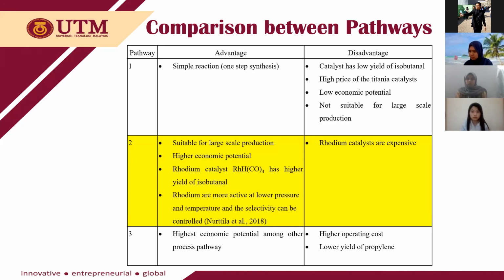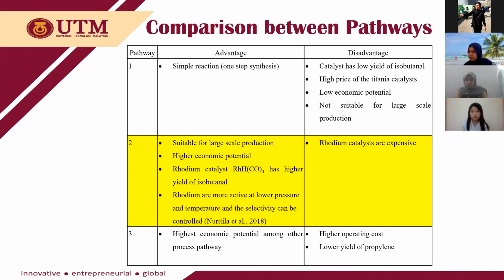Pathway 2, on the other hand, is suitable for large-scale production since it is the most common industrial pathway. It also has high economic potential, and the catalyst used, rhodium carbonyl catalyst, yields high isobutanol product, and it is active at lower pressure and temperature, and at the same time, the selectivity can be controlled. The only disadvantage of this catalyst is that it is quite expensive. Process pathway 3 has the highest economic potential compared to the other process pathways, but it also has higher operating costs due to the cracking process, which is one kind of refinery process.